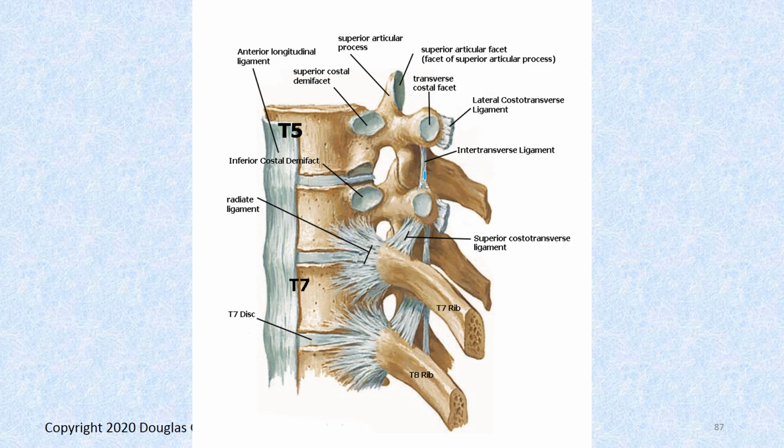There's the intertransverse ligament. Nothing special about that. That goes all the way down. But there's the superior costotransverse ligament here. I guess the other ones are there. The radiate ligament is there. And they cut the lateral costotransverse ligament because we took out the ribs, so you can see the superior costal demifacet, inferior costal demifacet, and transverse costal facet here.